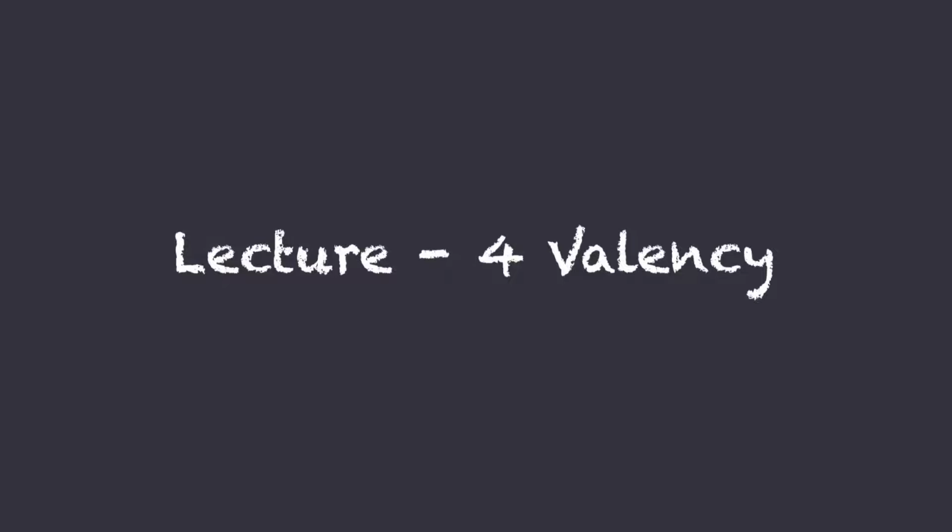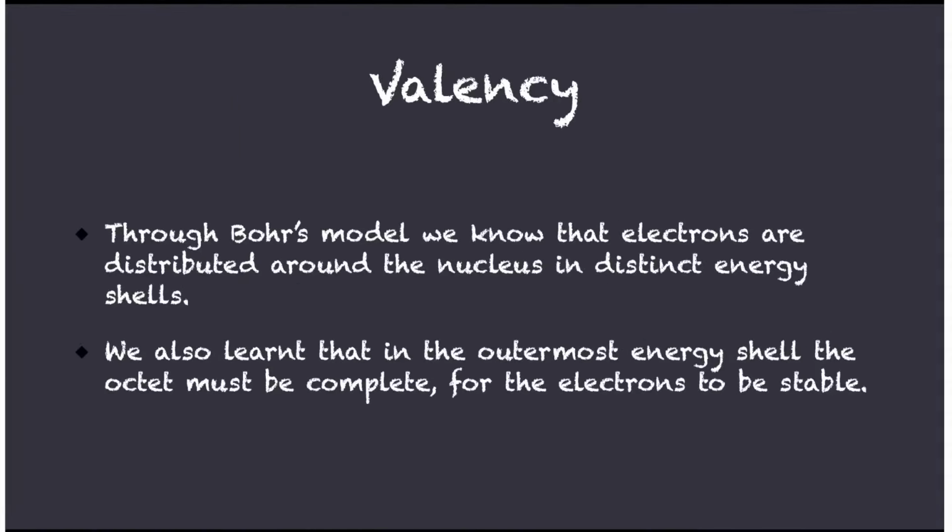In today's class, we are going to take a look at yet another interesting topic called valency. In our previous classes, we have studied the structure of a model according to Bohr and also learned how the electrons were distributed around the atom. We also took a look at the rules for arranging the electrons around the atom. There were three rules. The first one being arranging the electrons in the lower energy shell. Second, to follow 2n squared, and third, that the outermost energy shell should complete its octet.